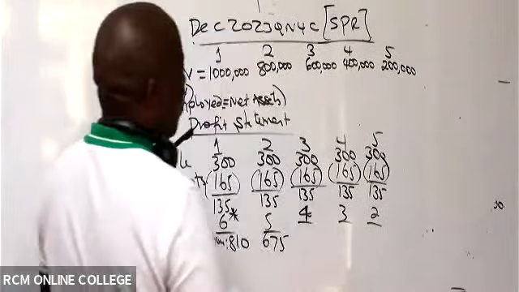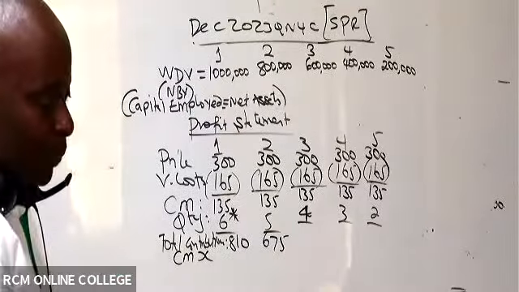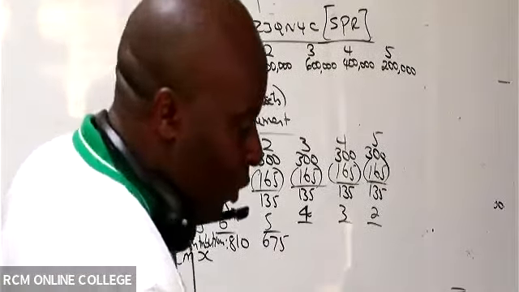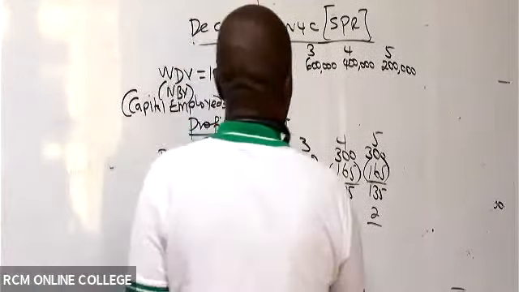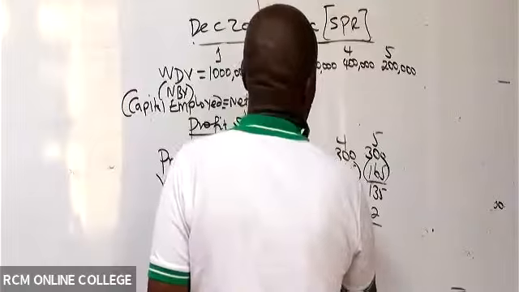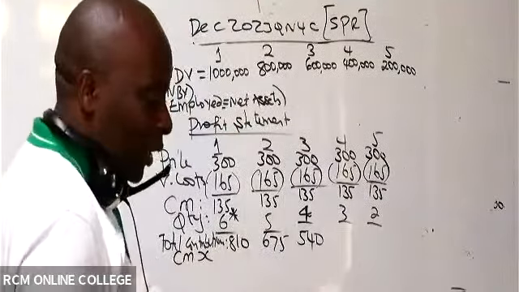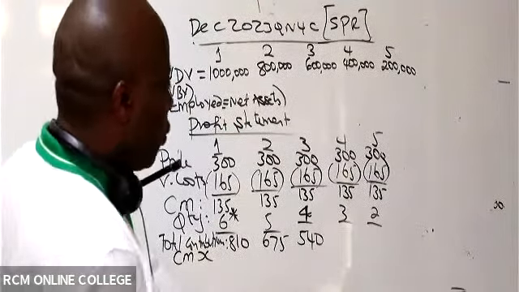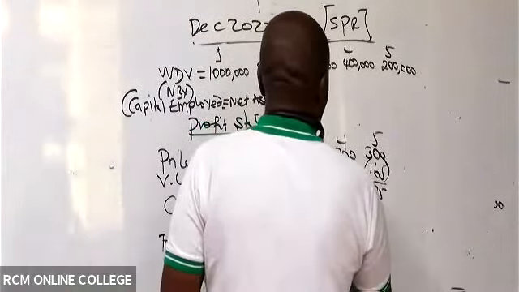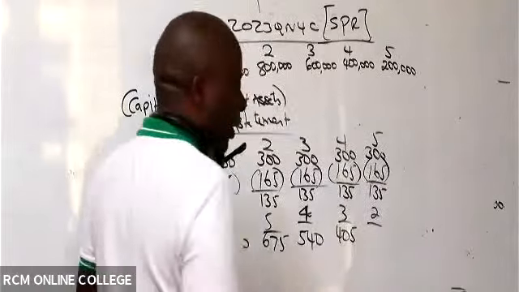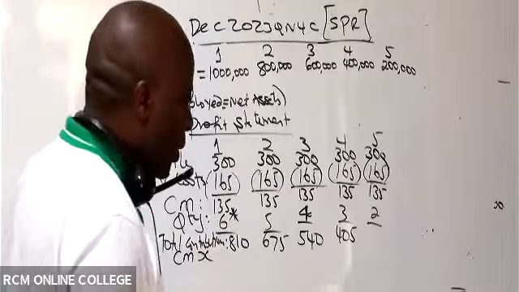We take on the next one. 135 times 4, we are getting 540. From there, we have 135 times 3, which gives us 405. From there, we have 135 times 2, which gives us 270.